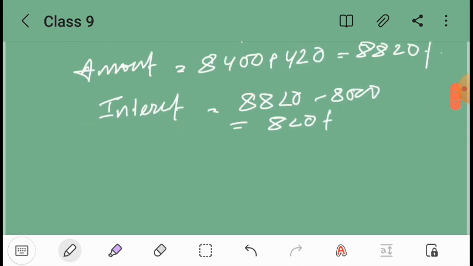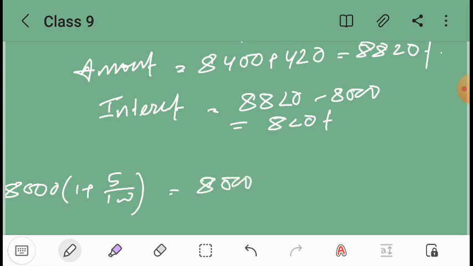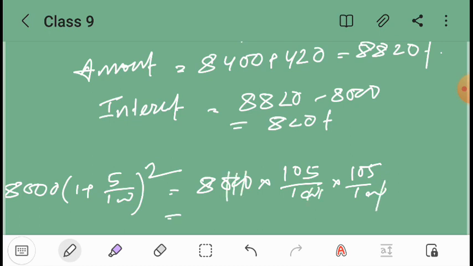Now, we can directly apply the formula also, that is P into (1 plus 5 by 100), right. In place of P you just have to put this one. So, 8,000 into 105 divided by 100 into 105 divided by 100, because after 2 years, that means the power is 2, right. Now you need to evaluate. So, the 10s will cancel out, and 105 into 8 into 10.5, and you will get 8,820. Okay.